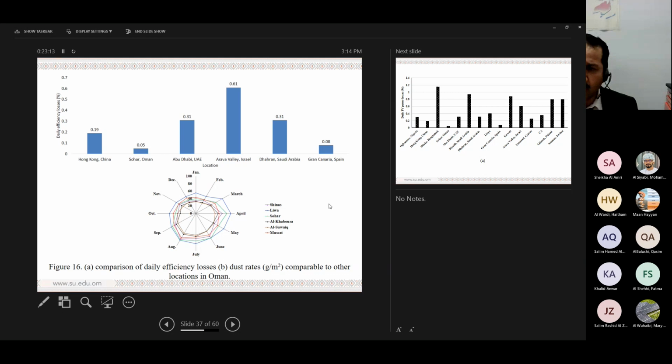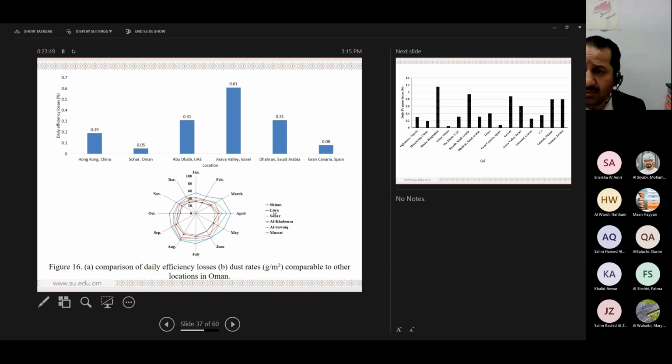What researchers actually do, one of their ways to judge the effect, is to look at the daily and monthly efficiency losses. For example, here you can see Sohar, Oman. Because it is near the beach and surrounded by the Al-Hajar mountain series, you can see that the daily reduction is less compared with Abu Dhabi, for example. They suffer from dust more with respect to Sohar in Oman.